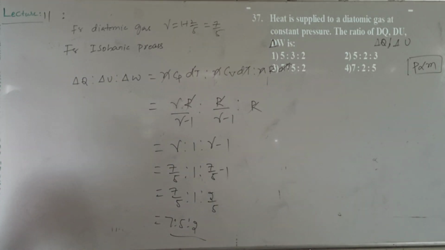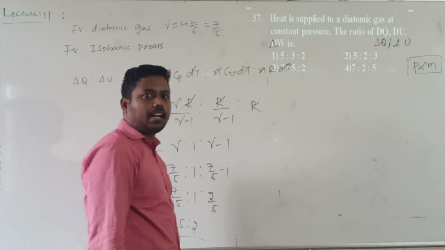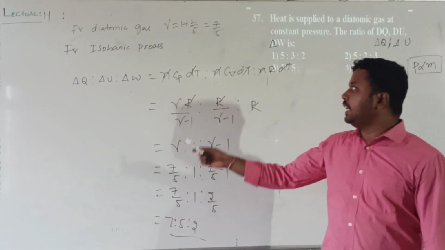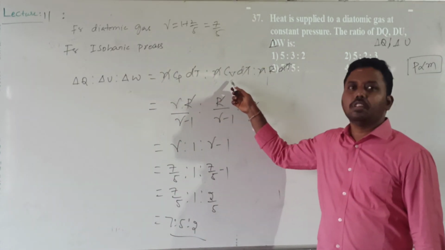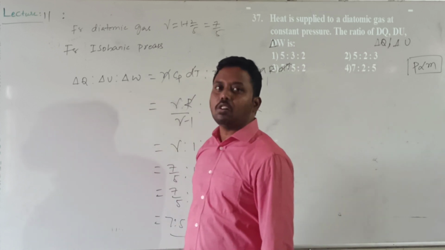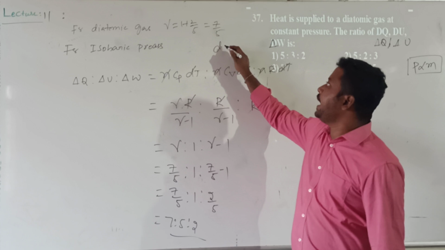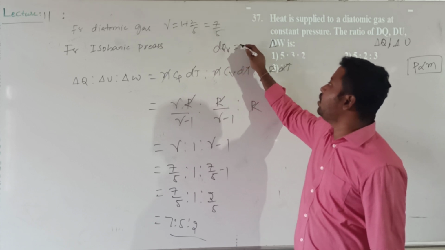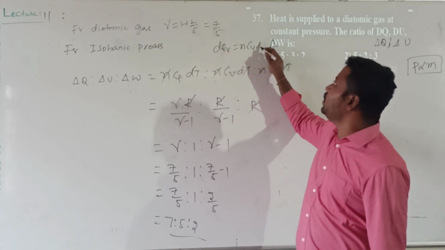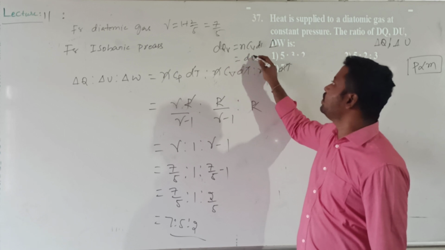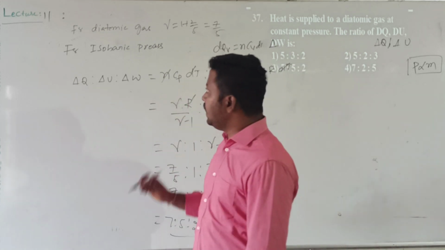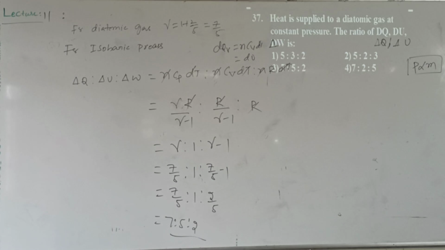Third option. This is a many-times-asked question. We can write it directly; I have also derived it. This is dQ, heat supplied at a constant volume. Heat supplied at a constant volume will be equal to n Cv dT, which equals dU. Correct? So that is question number 37.